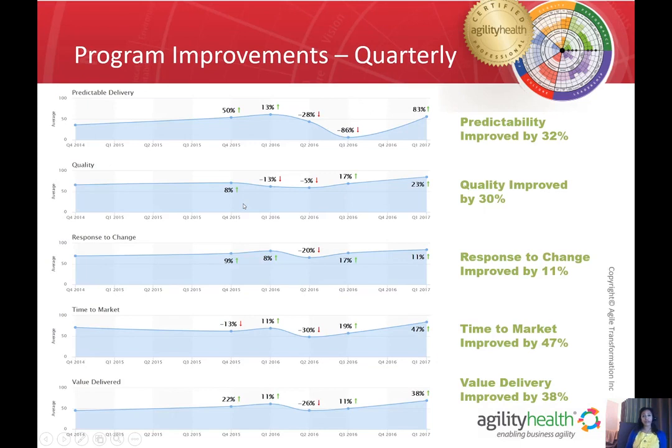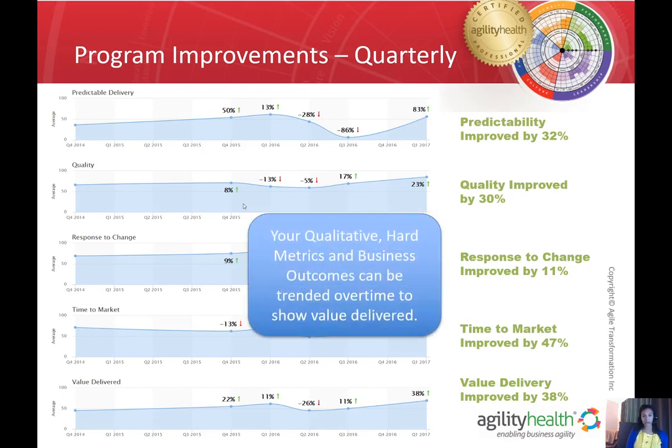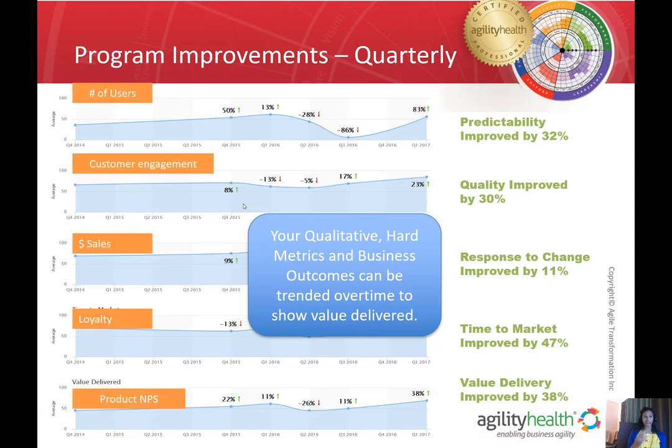Another thing that you can do here that's really powerful is dig even deeper. So earlier we were looking at just overall, how are we doing on the 5 dimensions, but we can actually take a look at just the performance area and be able to say, how are we doing in performance on value delivery, on time to target, response to change, and really dig a little bit deeper into the performance metrics. And we can do this for any of the dimensions. We can also do this with qualitative and hard metrics and business outcomes. Those can also be trended over time to show the value delivery. So things like number of users or customer engagement, the number of sales that we have, how much in sales did we provide, those sort of things can also be tracked over time.